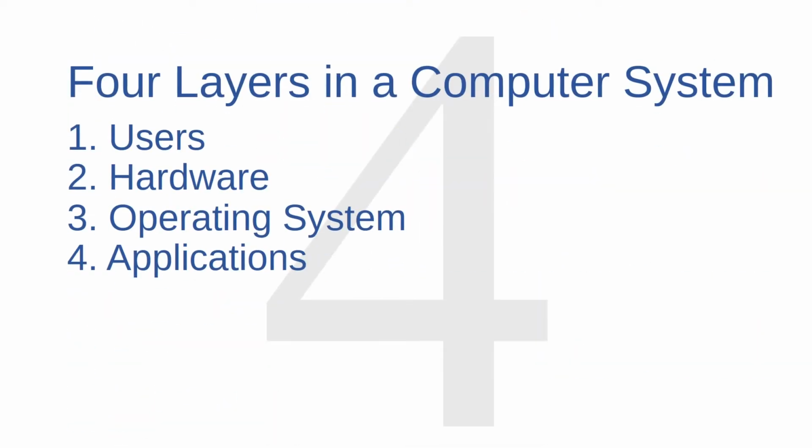Okay, in this lesson, I introduced you to 4 layers in a computer system: the users, the hardware, the operating system, and the applications. That will be all for now on Demystifying Computers. In part 2 of this lesson, we will continue to demystify computers by discussing what happens when you turn a computer on and when you run an application.